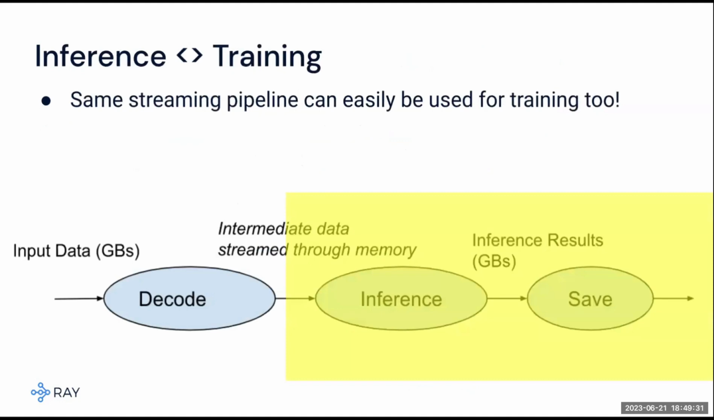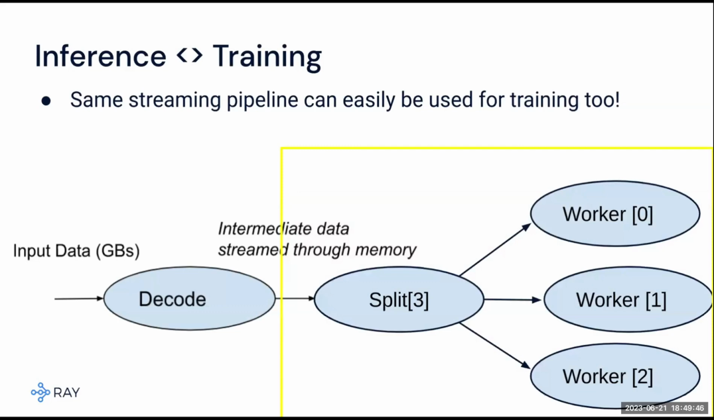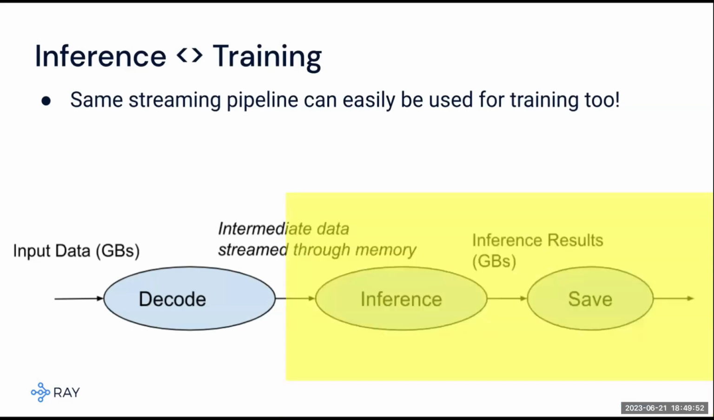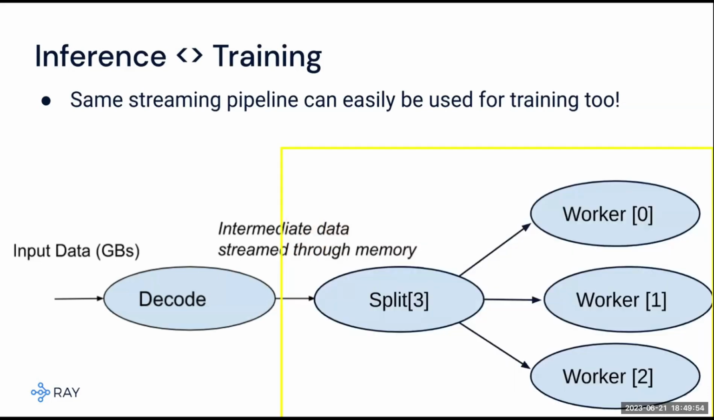And I use the inference example, but it also applies to training. Let's see how we could switch from inference to training. All you're doing for training really is, instead of sending the stream to the model and then saving it to disk, you're splitting the stream up into however many training workers you have, sending it to those workers for doing their model forward pass. So that's really the only difference. The decode part is entirely the same. So Ray Data streaming can also power distributed training for PyTorch, TensorFlow, and so on.